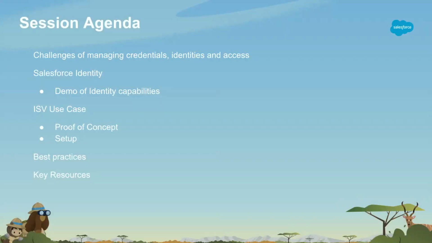So this is the agenda for today. We're going to start with describing some of the challenges of managing user identities, credentials, access control in a multi-cloud environment. Then we're going to demonstrate how you can use Salesforce Identity to address many of these challenges. Mahesh is going to walk us through a real ISV use case, and he's going to show us how he enabled an ISV to deploy single sign-on user provisioning in a multi-org environment. Then we'll discuss some security best practices, and we'll try to keep about 10 minutes at the end for a Q&A.